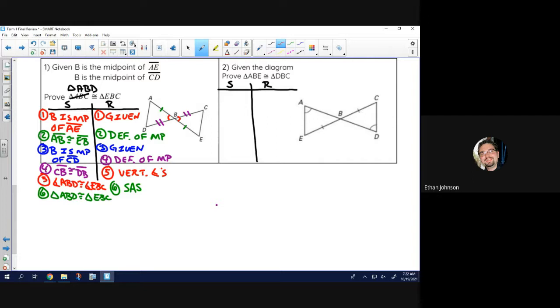For number 2, our given says the diagram. And what that means is look at the diagram, see what is marked congruent. For example, EB is marked congruent with CB. Because of those marks. Also, angle A is marked congruent with angle D. They have those arcs.